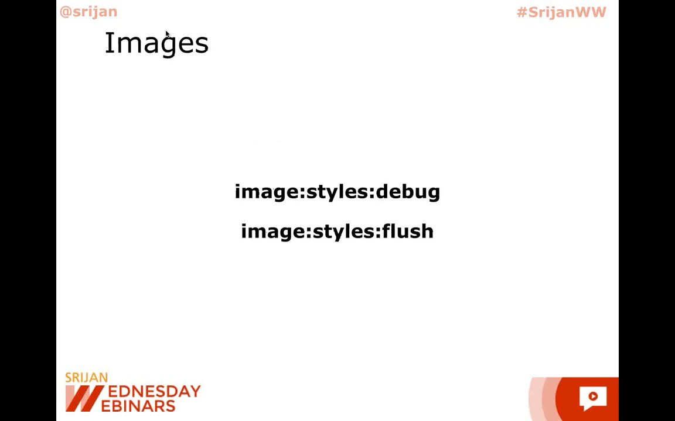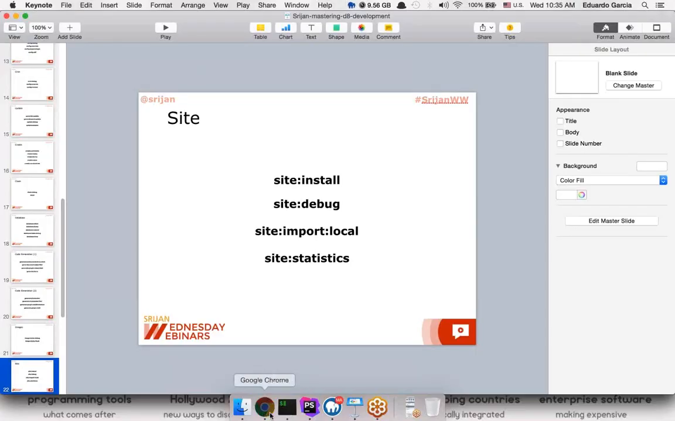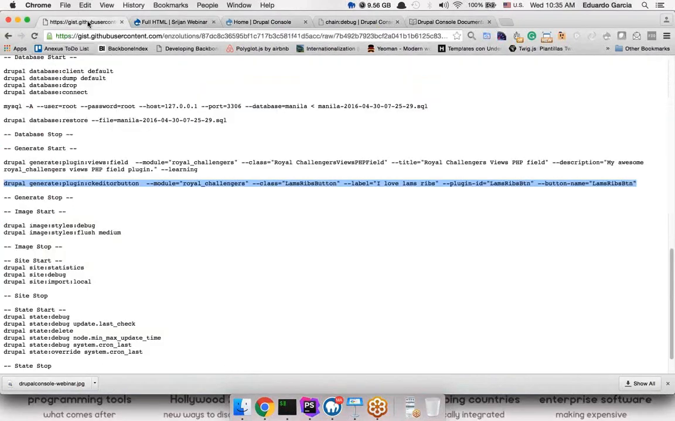We have commands, again, to get the image style, to flush image styles. Obviously, flush is something really risky to do in production in terms of performance, but it's available for you if you want. As you see in this change, we have the commands for site status, site debug, site import.